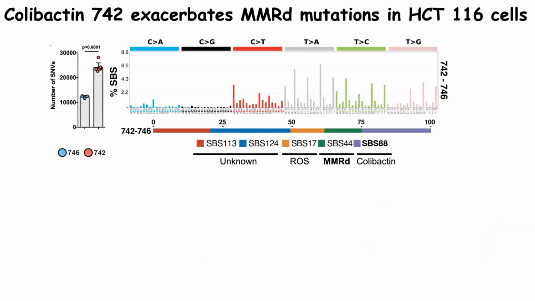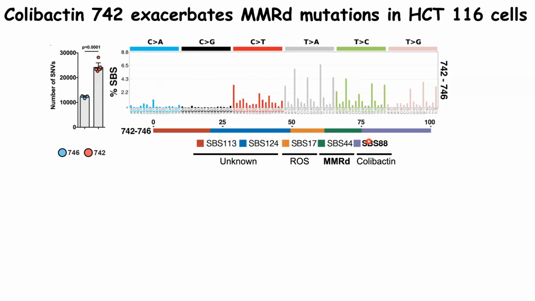Now, since we have the DNA from the same cells, we look at a mutational profile. And again, this is a number of single nucleotide variants. So the active compound induces a lot of point mutations compared to the inactive. And if you break down the contribution, you can see that there are different types of signatures. It's a composite signature. SBS 88 is the one that was observed with the pks E.